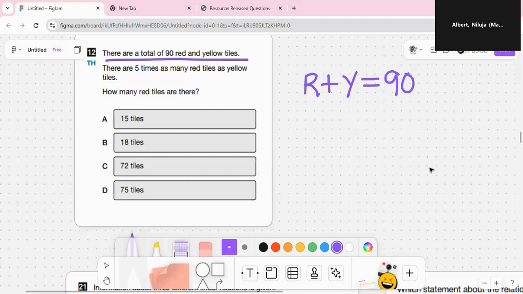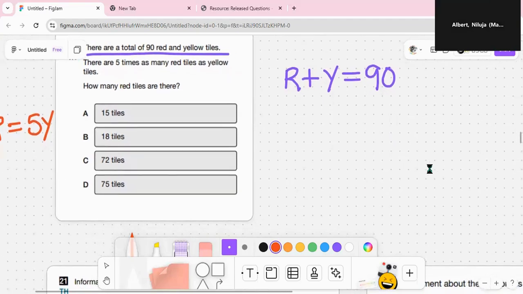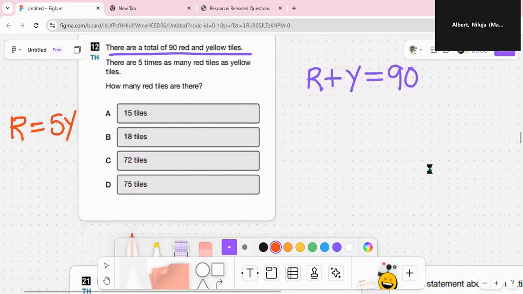There are 5 times as many red tiles as yellow tiles. So another way we can write that is our red tiles is actually equal to 5 times y, because there are 5 times as many red tiles as yellow tiles. So we have to take the yellow tiles and multiply it by 5. So the question is asking how many red tiles are there?